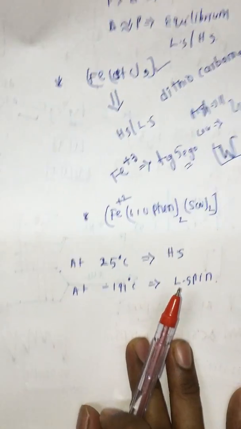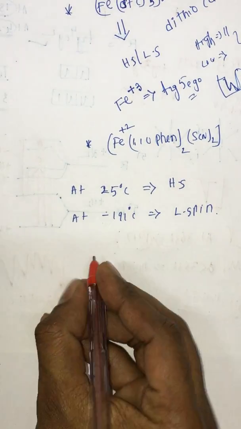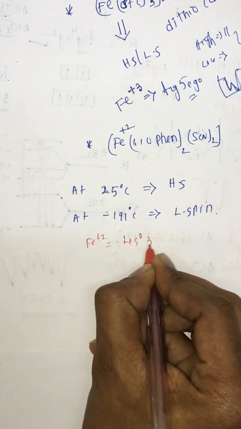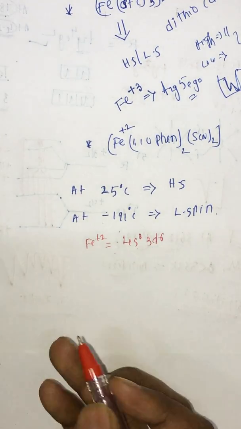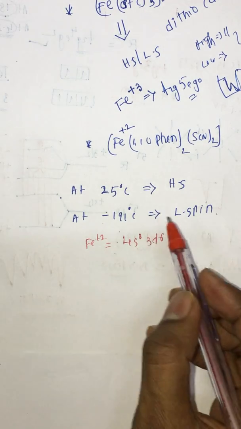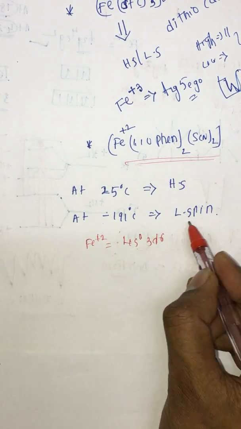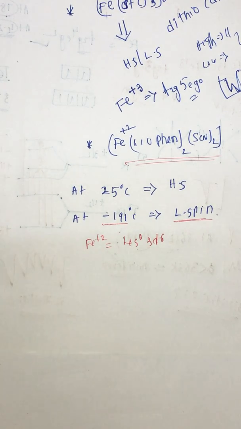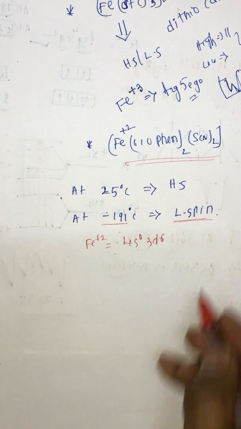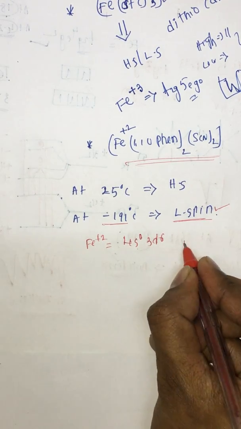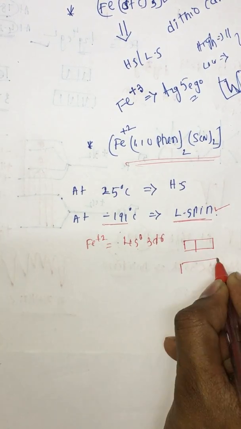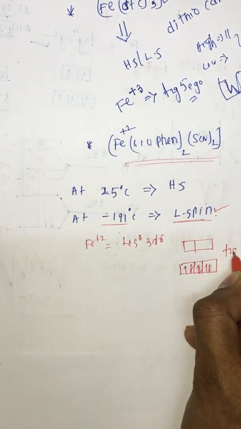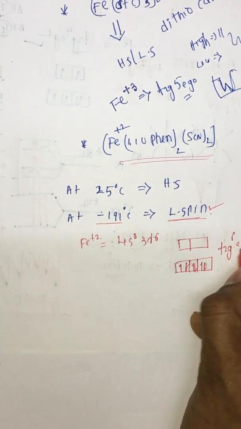Here iron is present in +2 oxidation state. +2 means 4s0 3d6. If we record the Mossbauer spectra for this compound at minus 191 degrees centigrade, it is a low spin, right? So the configuration will be like this: 1 2 3 4 5 6. That is t2g6 eg0.